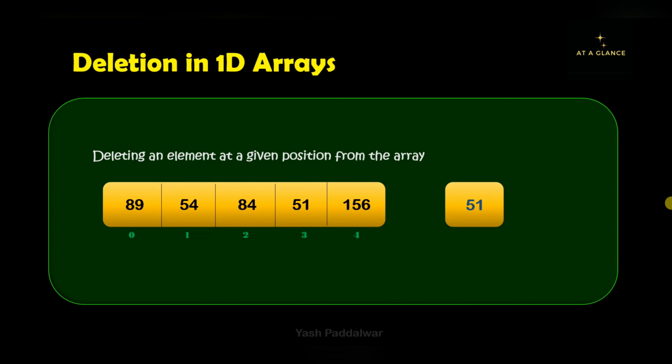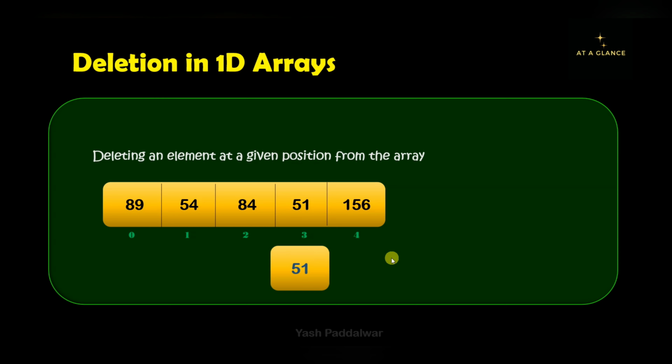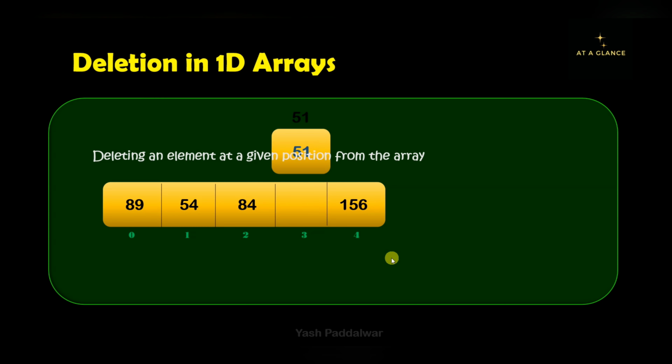Now let's come back to the example and follow the same steps. First we need to search for the element. So the counter will start from the first index and it will check whether the element to be searched is equal to the current element. Since the elements at positions 0, 1 and 2 are not equal to the element to be deleted, it will stop at index 3. Since they are equal, it will stop there and delete the element 51.